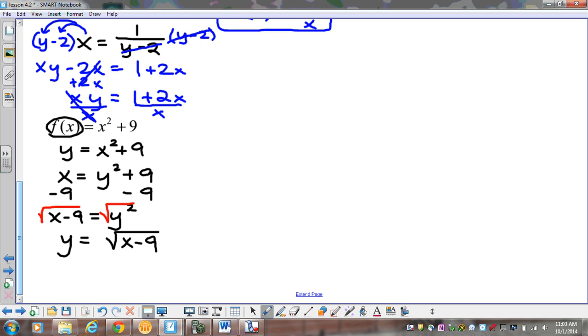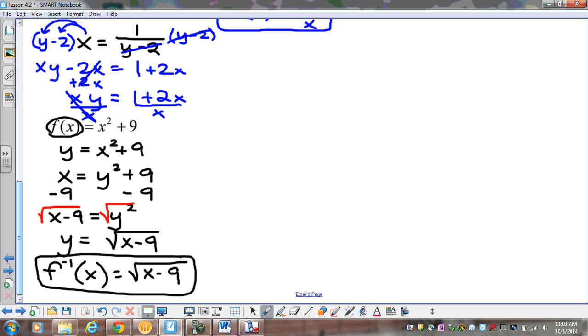All right, now the last step would be to change that to inverse notation. So the inverse of f of x is equal to the square root of x minus 9. So that's my inverse. So now I need to go through and I need to verify. Now this verification will be a little bit quicker.